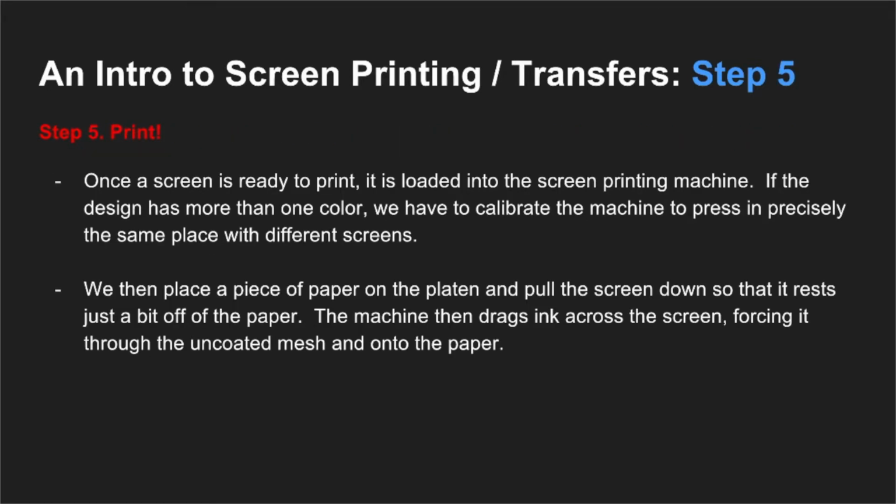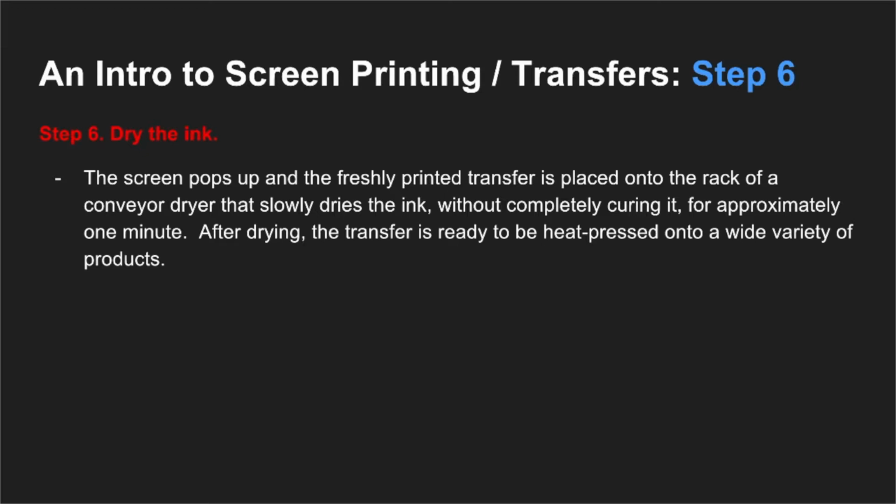Step 5 is to actually print, which involves pulling ink through the screen using a squeegee and landing onto a transfer paper. From there, we have to dry the ink by sending it through a conveyor dryer, from which it'll be cured and last for a long time.